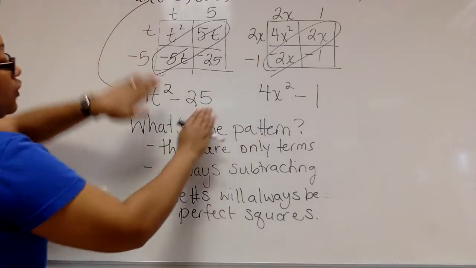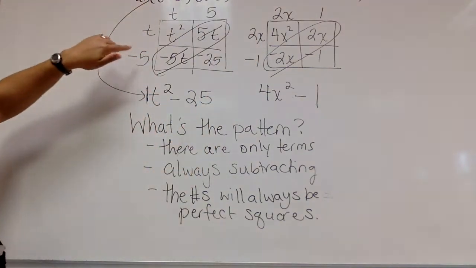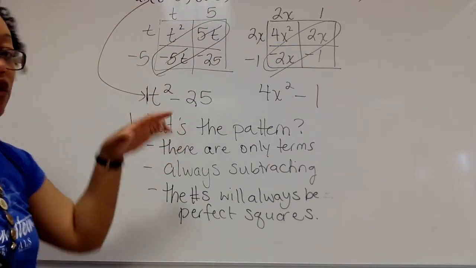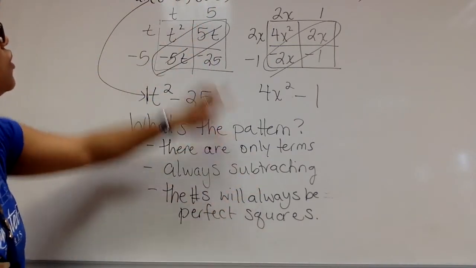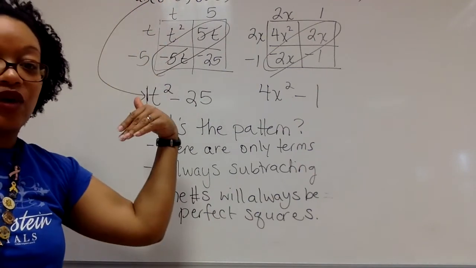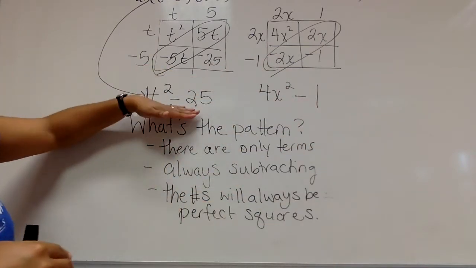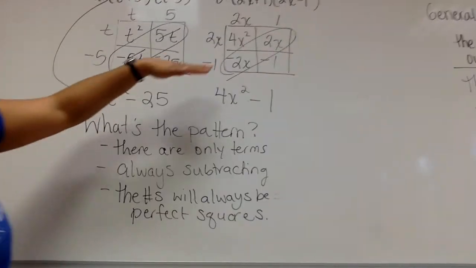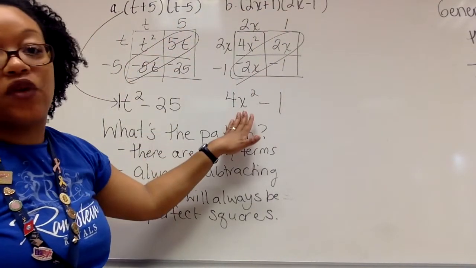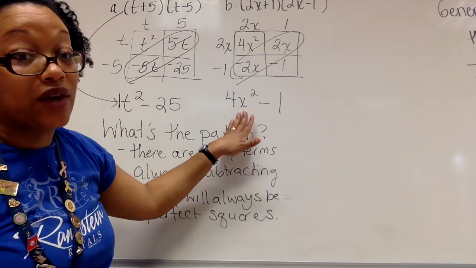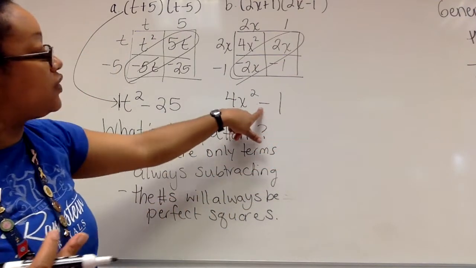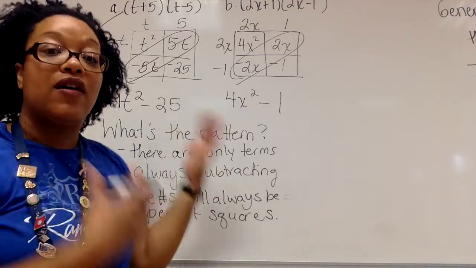So if you want to go from your problem straight to your answer, you just need to realize, first of all, the 2 terms. So if I have a t and a 5, that's going to be just the 2 terms. Subtracting is always going to be in the middle. Square the t, square the 5, that's your answer. T, square the t, that's t squared. Square the 5, that's 25. Boom, that's what we got. For letter B, 2x and positive 1, you square the 2x, that gives you 4x squared. 2x times 2x is 4x squared. Square the 1, that gives you just 1. 1 squared is 1. Then you slap the subtraction sign in the middle, that's your answer.